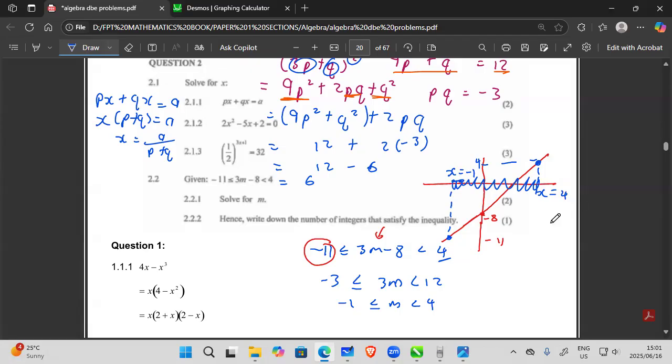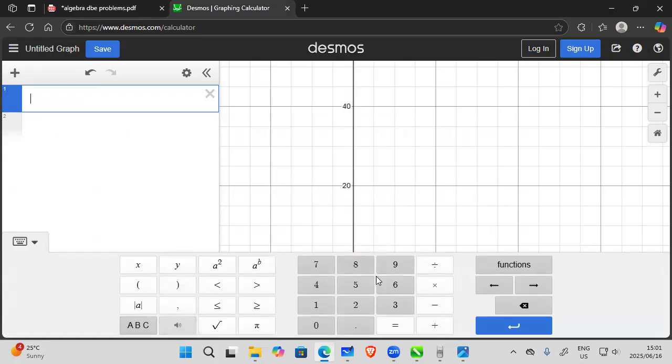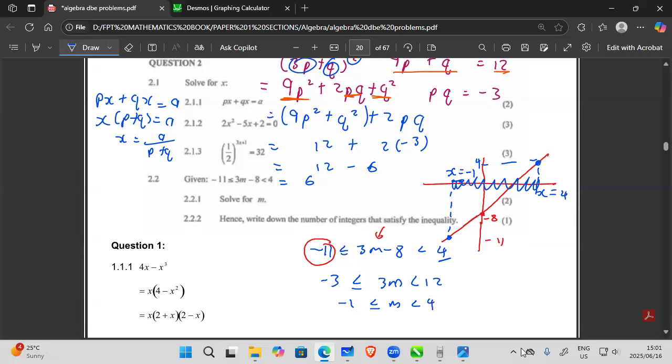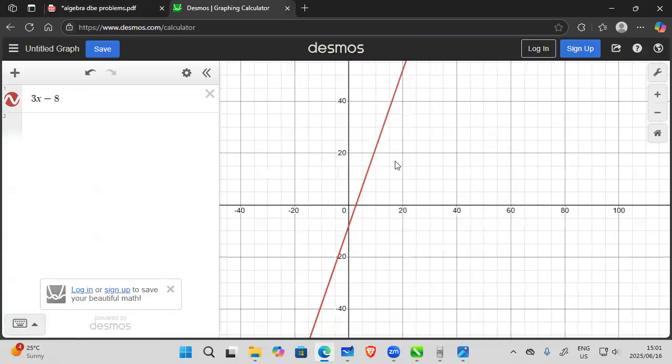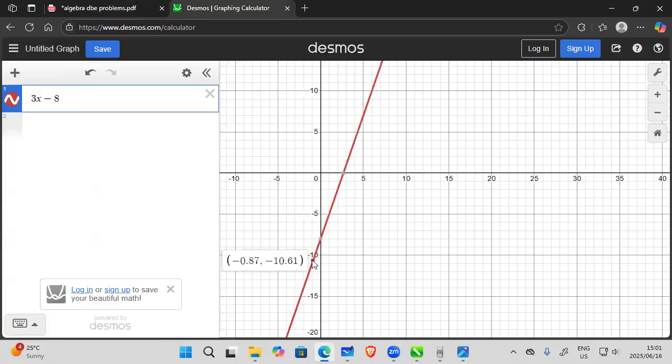Right? So yeah, and if I take this here and plot it again on Desmos, you'll see 3m or 3x, 3m, same thing, same difference. 3m minus 8, right? And if I zoom in here, yes, at -1, we output a y value that is -11. At -1, wait, there it is, at -1. So I want to include it, isn't it?